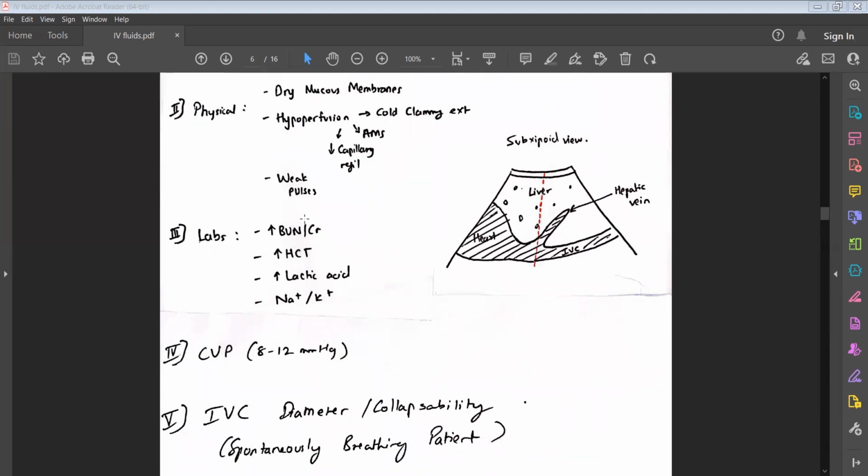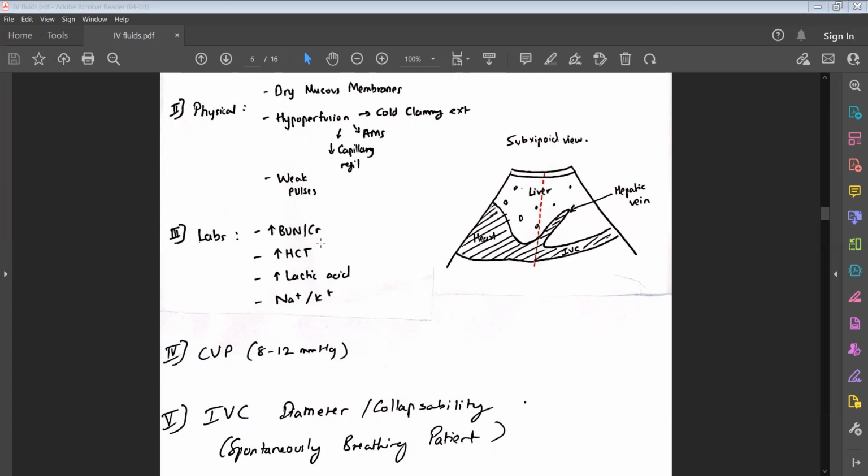Then looking at the labs, BUN and creatinine, rise in the BUN and creatinine, which look more like pre-renal, that is, the rise in the BUN is way more than the creatinine and the ratio is more than 20:1, give you an idea that the patient is possibly intravascularly depleted.